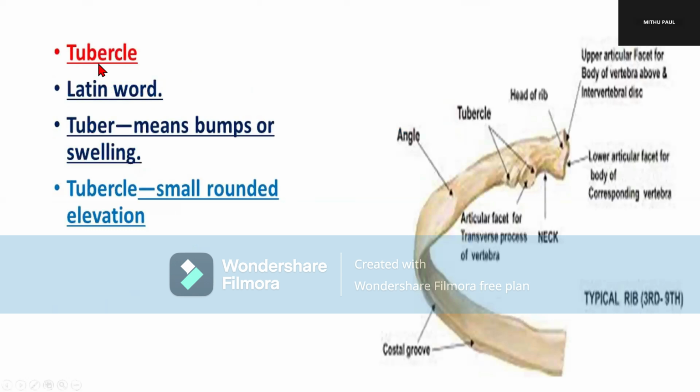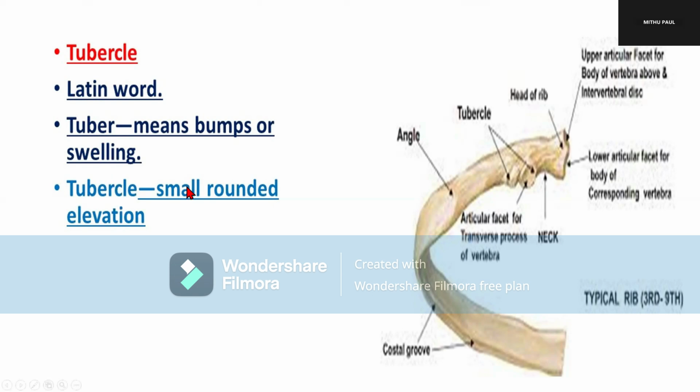First, the terms under the heading of projections. We will proceed now with the projection known as the tubercle. It's a Latin word. Tuber means bump or swelling. Any elevation, small in size, lying on the surface of a bone is known as a tubercle. That is universal, applicable to any bone if such a feature is present on its surface.